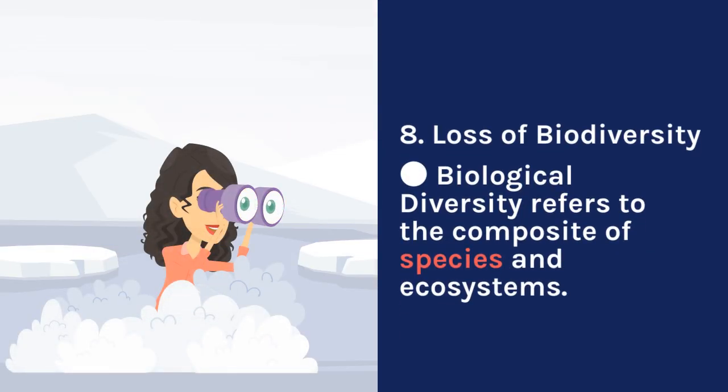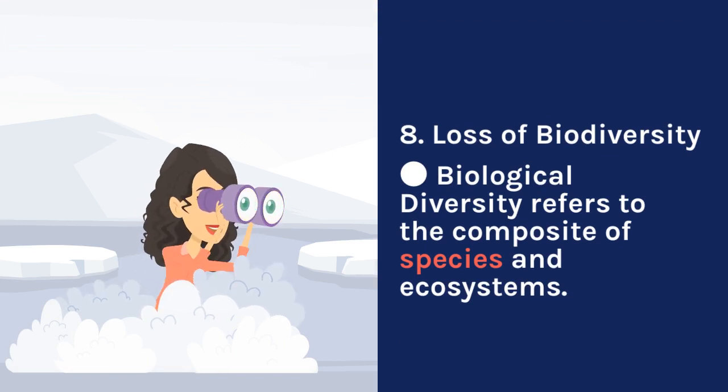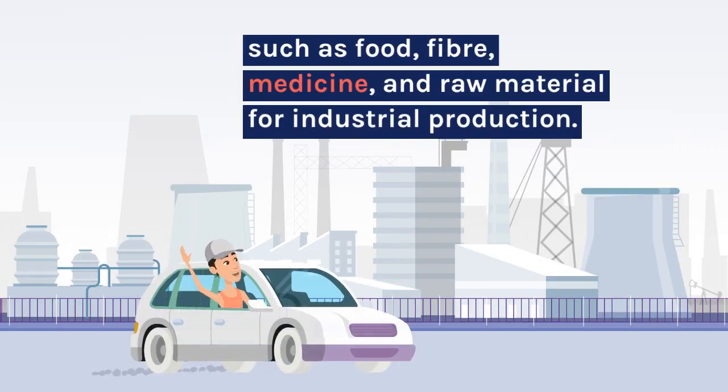8. Loss of biodiversity. Biological diversity refers to the composite of species and ecosystems. Ecosystems and species are a product of over millions of years of evolution and are the basis of survival of human beings since it provides various products, such as food, fiber, medicine, and raw material for industrial production.